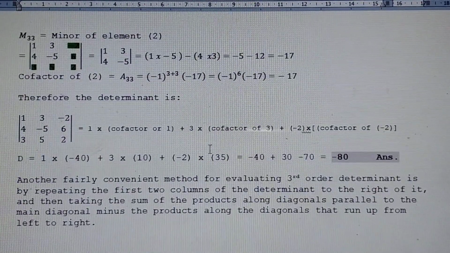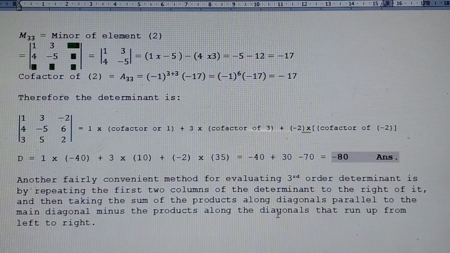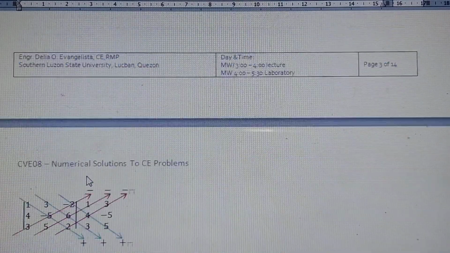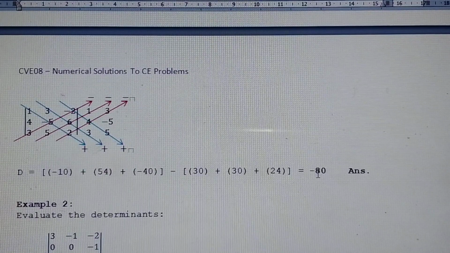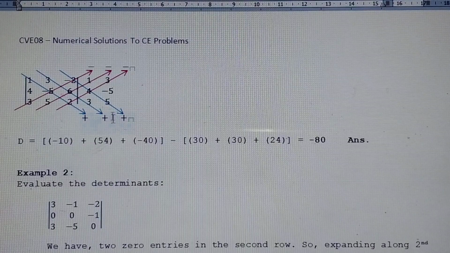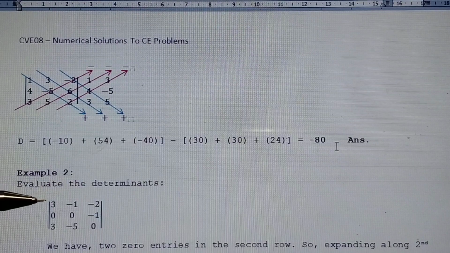Another fairly convenient method for evaluating a third-order determinant is by repeating the first two columns of the determinant to the right of it, and then taking the sum of the products along diagonals parallel to the main diagonal minus the products along the diagonals that run up from left to right. So this is it, and the answer is the same. I don't know if that can be used for 4x4. We'll try. Just follow its elementary operation, and we get negative 80.